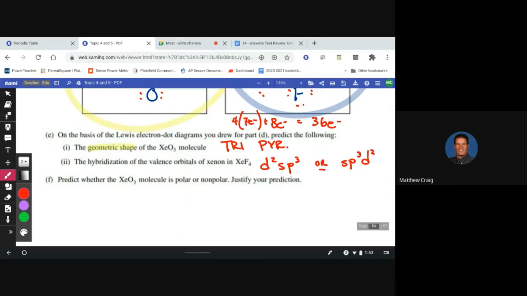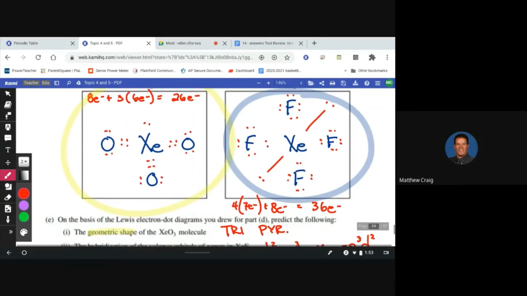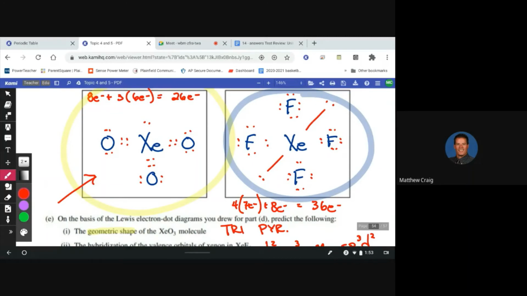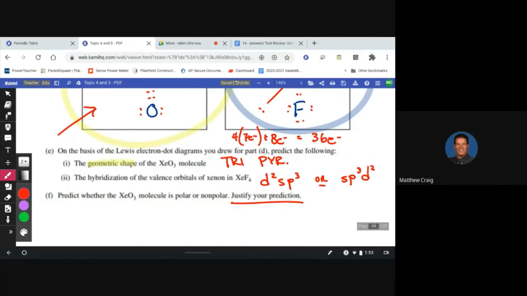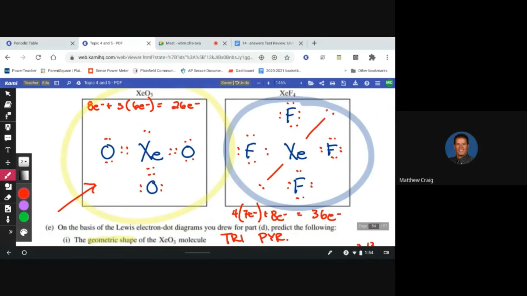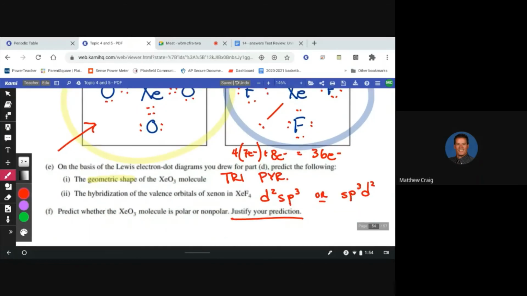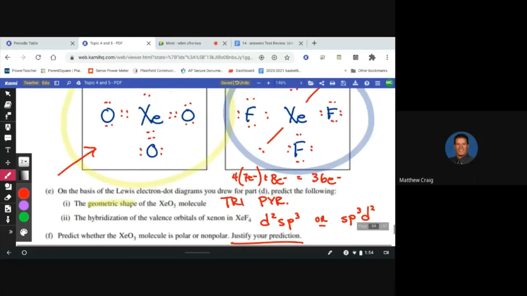Okay, all right, letter F. Predict whether the xenon trioxide is polar or nonpolar. So is that polar or nonpolar? Okay, now justify. Has a lone pair on the side. It's asymmetrical with one lone pair within a trigonal pyramidal shape. Yeah, excellent. That wasn't so bad.